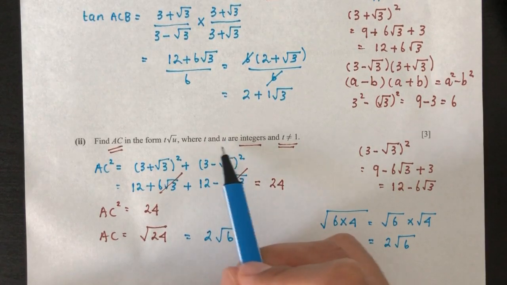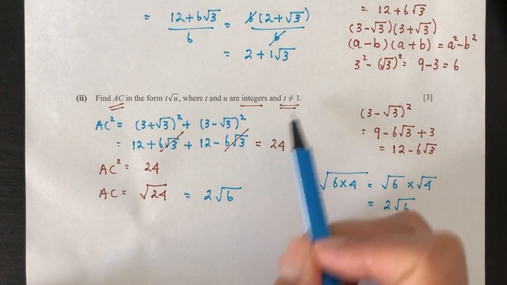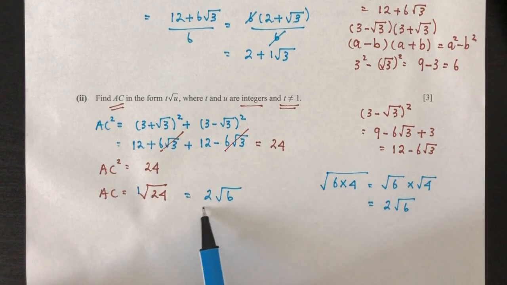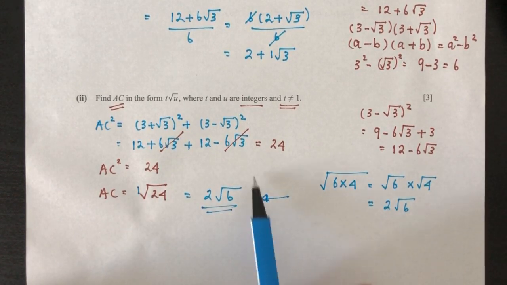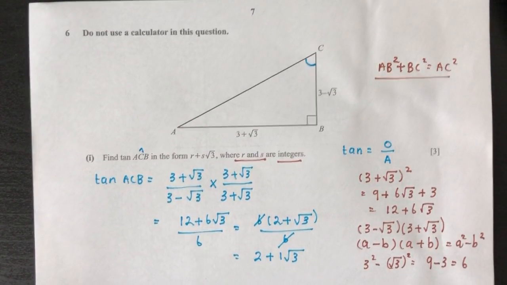Where U and T are integers, so U is 6, T is 2, and T is not equal to 1. This is your value for AC, and that is your question number 6.